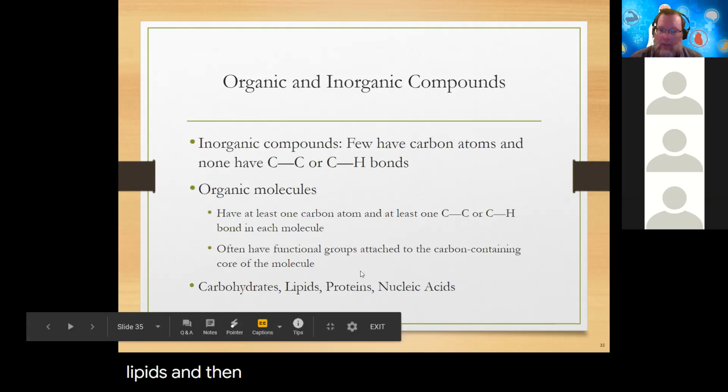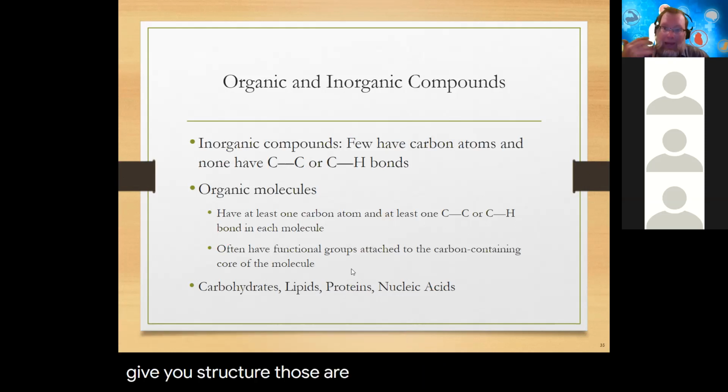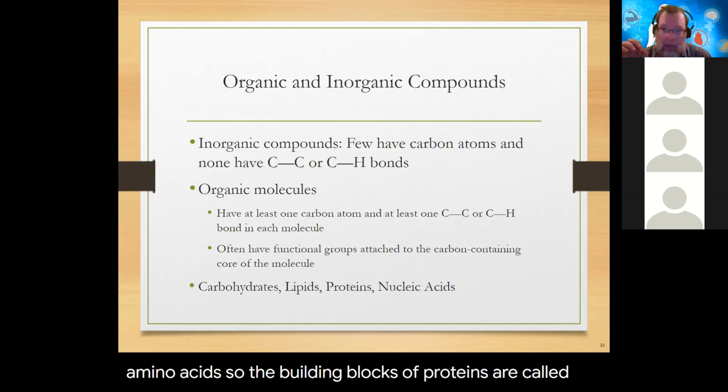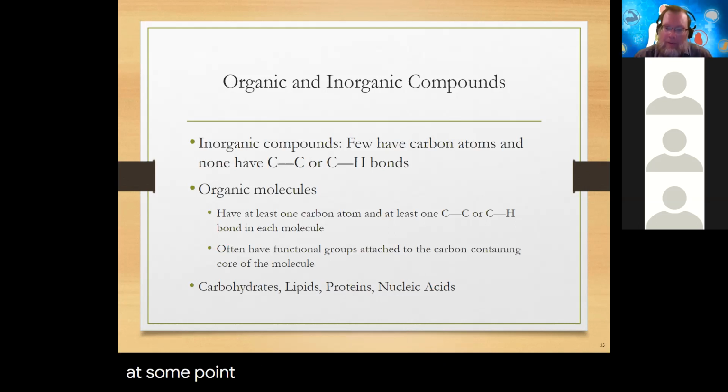And then proteins, those are going to be what give you structure. Those are what give you enzymes, which we'll talk about in a few minutes. Proteins are made from amino acids. So the building blocks of proteins are called amino acids. And again, you've already heard of amino acid at some point in your life. A lot of people who work out drink protein drinks, and it helps to regenerate and with some of the amino acids and the building up of the structures.